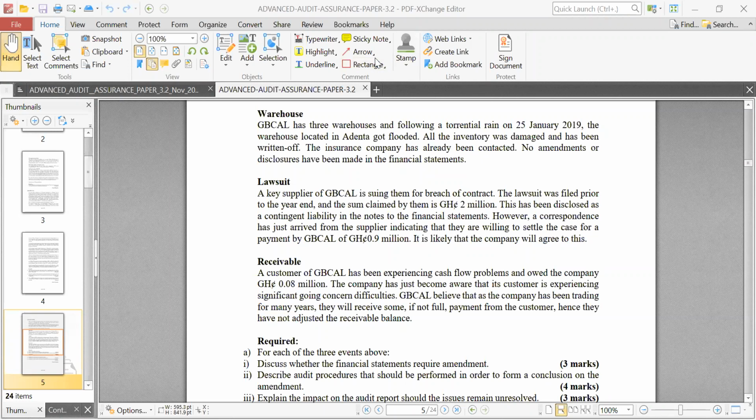Okay, we have some interesting results here. Everyone thinks that's how it sounds to me. But yes, we have talked about going concern, but we need to look at recoverability, right? That's one of the things they point out. So GBCAL believe that as the company has been trading for many years, because it's receivables you are talking about here, they'll receive some, if not all. So there is some belief, based on the trading relationship that they have, that they'll be able to recover some.